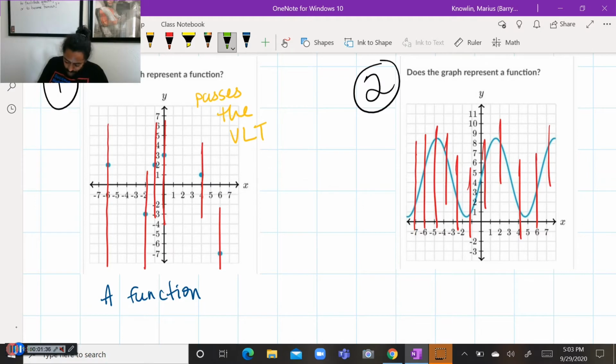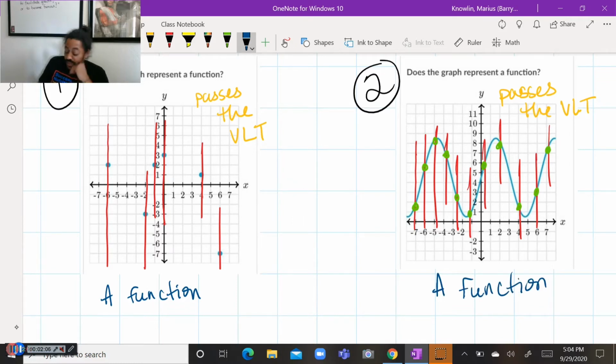See? And I'll put dots. Look, intersection. Each vertical line only touches this graph 1 time, and it doesn't matter how many vertical lines we draw. We can see that it's only going to touch the graph 1 time, so we can say that this passes the vertical line test, which makes it a function.